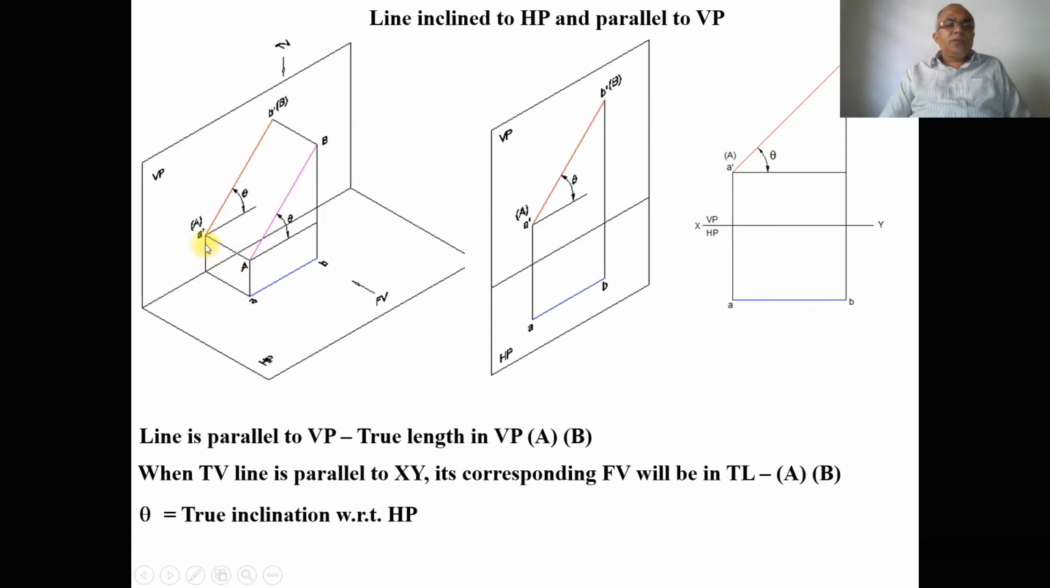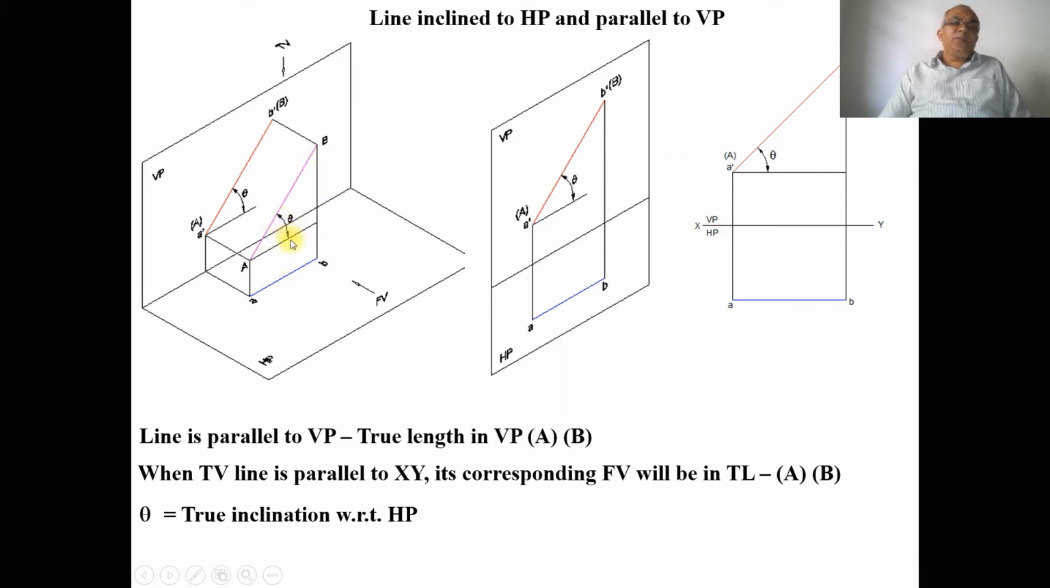So when you look from the top view, the two endpoints of the line A and B both are at equidistance from the vertical plane. So now it is parallel to VP. When you look from the front view, we can see that the two endpoints of the line A and B are not equidistant from the horizontal plane. Therefore, the line is inclined to HP.